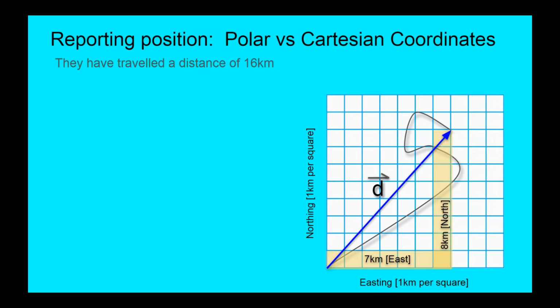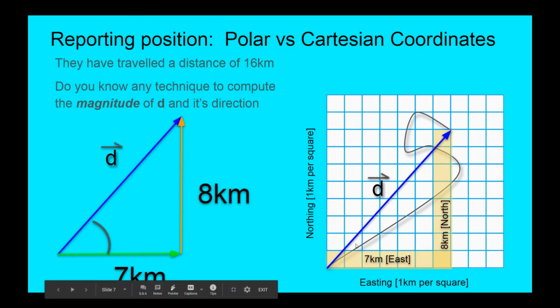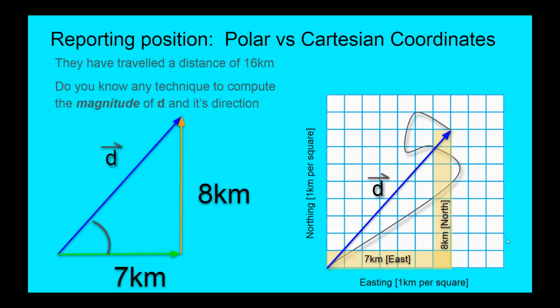So what is the length and direction of their displacement vector? Well, heck, this is just like grade 9, even grade 8 math. If I give you a triangle whose sides are 7 and 8, how do you calculate the hypotenuse? Do you know any way of calculating D? Now you could take a stab at it here and go, this side is going to be longer than the other two sides, so maybe it's like 10-ish, something like that.